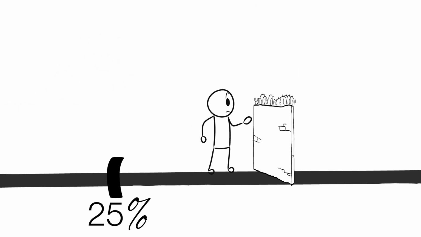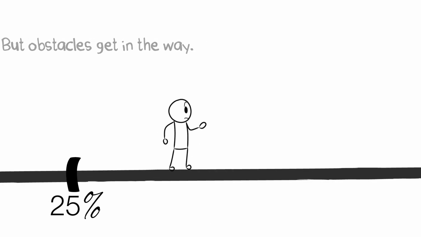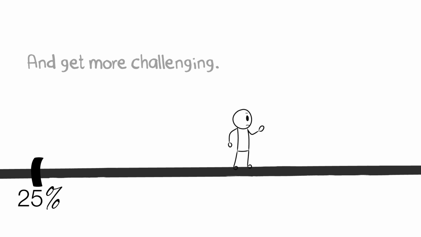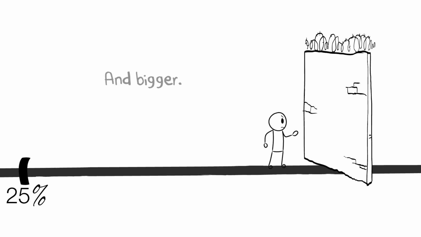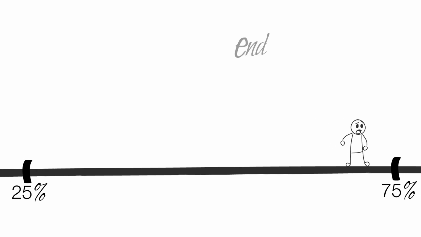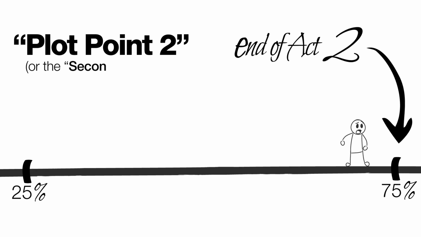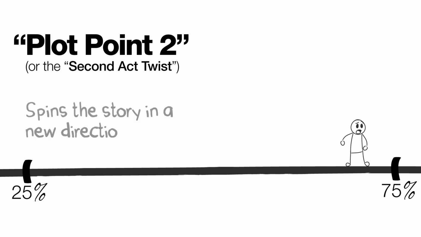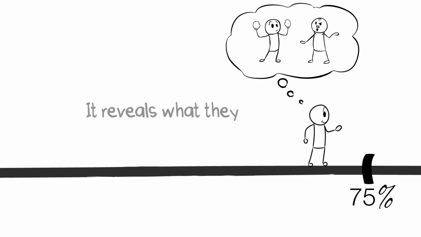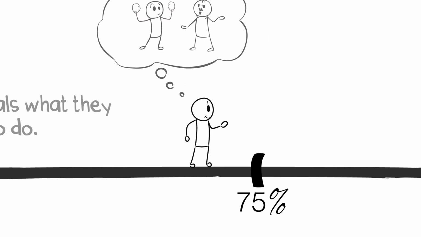But as they pursue that goal, obstacles get in their way. The obstacles increase in strength and power. They get harder and more challenging throughout the second act, demanding more and more out of your character, until something happens about 75% of the way through your story at the end of Act 2, plot point 2, that spins the story in a new direction, which shows your character what they must do to resolve the story. Usually it requires going head-to-head against the primary opponent.